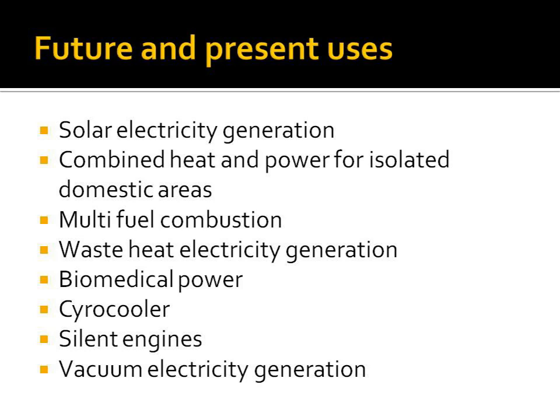So the future and present use. The present use at the moment is solar electricity generation. There are projects in America. In terms of Europe, there's a project in Spain for solar generation plants. In America, they're using parabolic dishes and incorporating a Stirling engine.